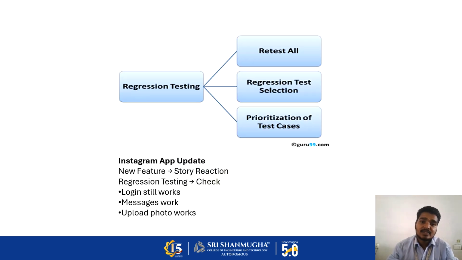Next, regression testing. Regression testing retests all functionality, and involves selection and prioritization of the test cases. For example, in social media, an Instagram app update brings a new feature, story reaction. Regression testing checks that login still works, messaging works, and uploading photos works. They work in the backend process of the Instagram testing models.